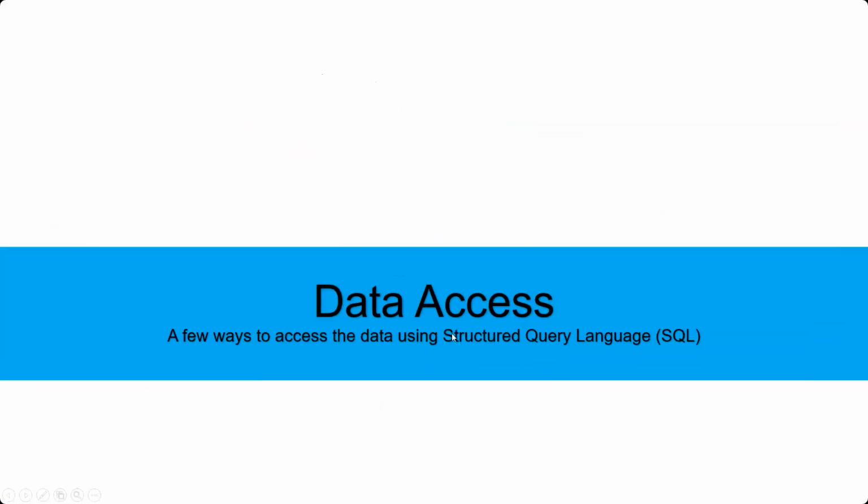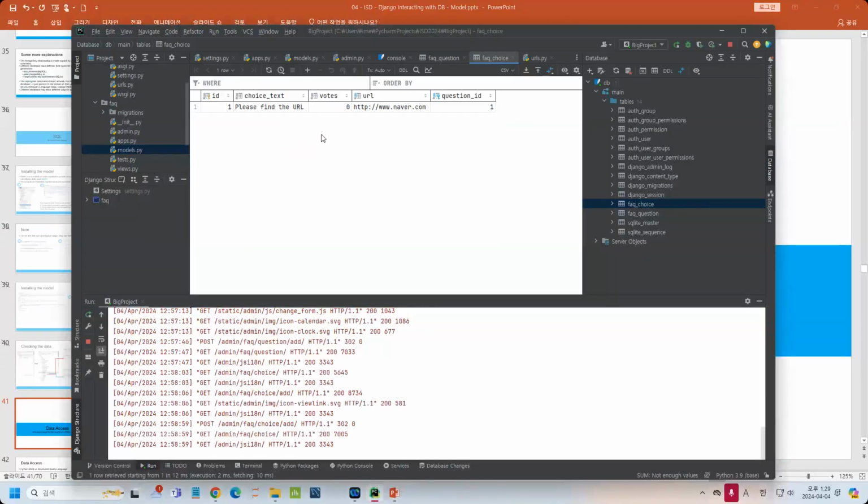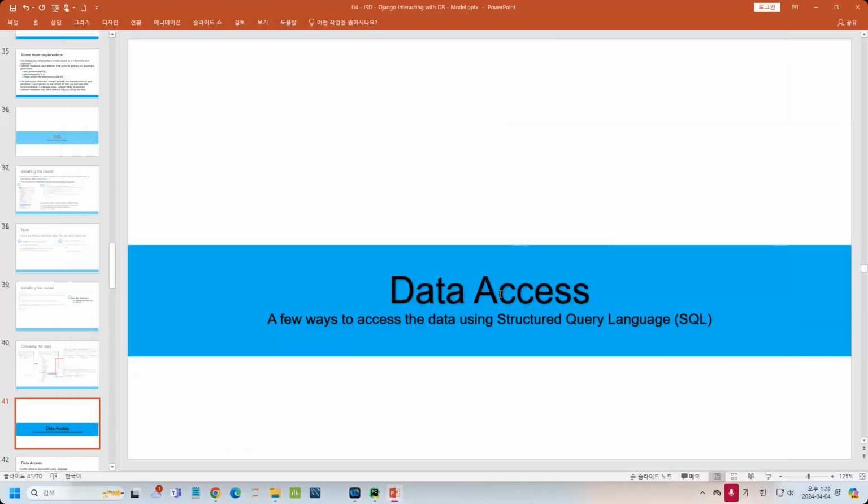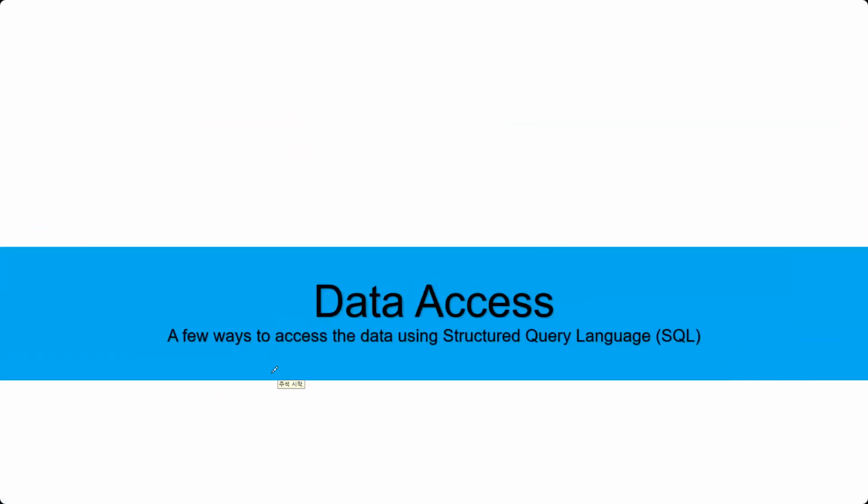If there's an error, then we will go back to this one. Now, how can we access the data? Maybe it is convenient to open the database using the table. But when you want to access the data from the table and show it in HTML, it is impossible to connect to the database like this. So we need to find a way to access the data. The common way to access the data is using the structured query language, or SQL.